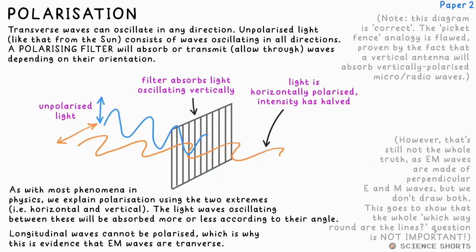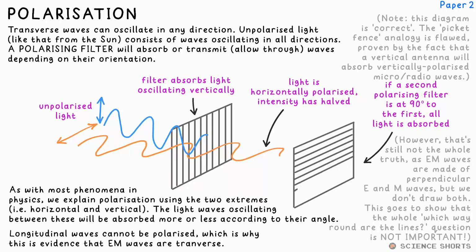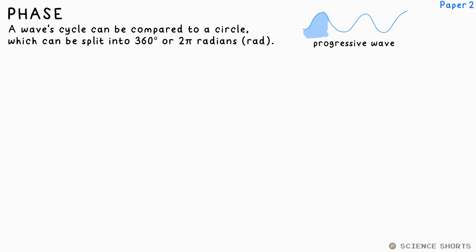Waves between vertical and horizontal are transmitted or absorbed according to their angle. It's very complicated in reality, but put simply, the light is now polarized and the intensity of the light is halved. Put another polarizing filter at 90 degrees behind the first one and all of the light is absorbed. A normal light wave is what we call a progressive wave.